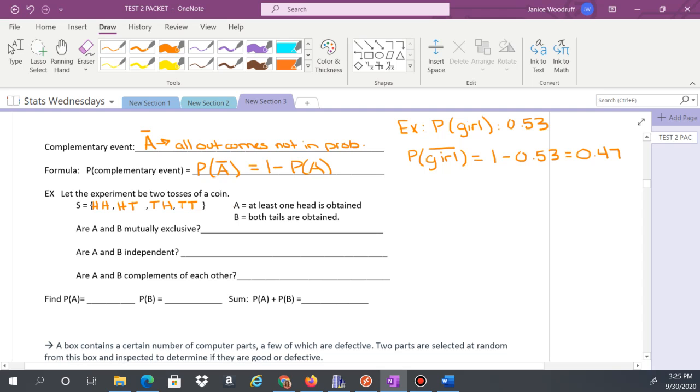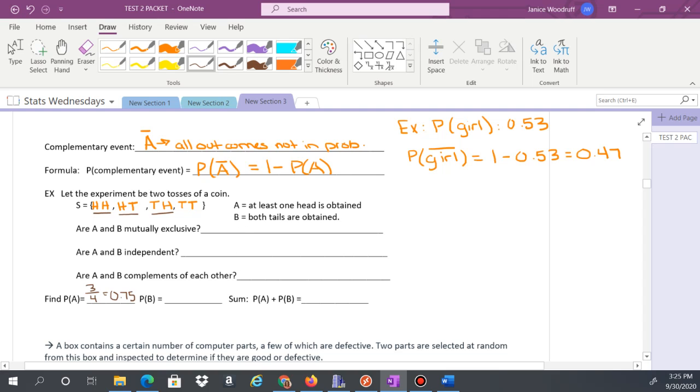Okay, so you have events here. A, at least 1 heads is obtained. So let's do the probabilities first. Find the probability of A, that you get at least 1 head. How many times could I get at least 1 head in this option here? I could get it here, here, or here. So there's 3 ways that I could get at least 1 head out of 4, or 0.75.